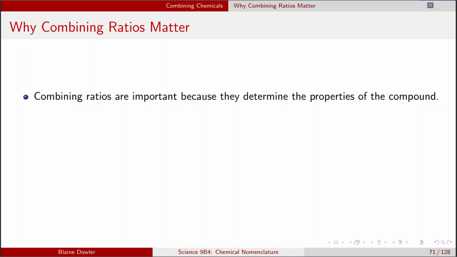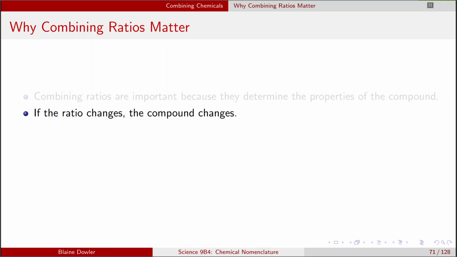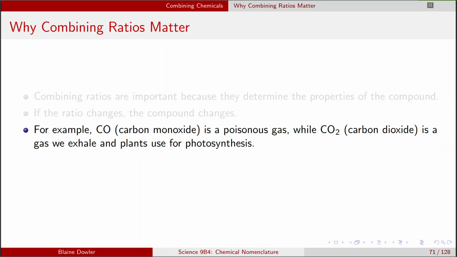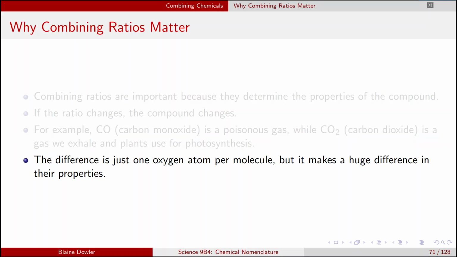Why do combining ratios matter? Combining ratios are important because they determine the properties of the compound. If the ratio changes, the compound changes. For example, CO, or carbon monoxide, is a poisonous gas, while CO2, carbon dioxide, is a gas we exhale and plants use for photosynthesis. The difference is just one oxygen atom per molecule, but it makes a huge difference in their properties.